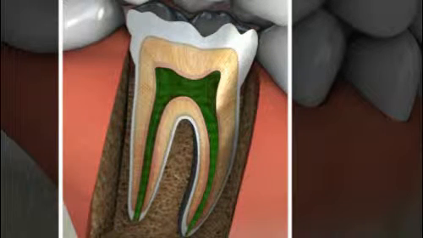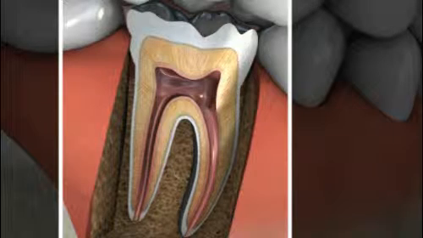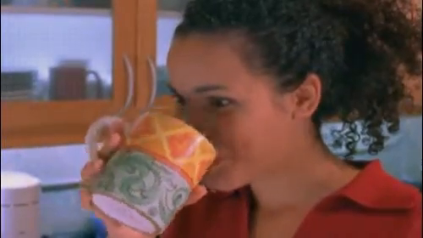In a root canal procedure, the dentist removes the bacteria along with the nerve, effectively sterilizing the tooth. Removal of the nerve does not affect the structure or the normal day-to-day function of the tooth.